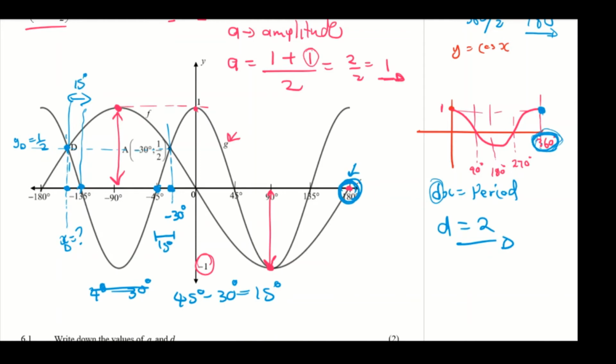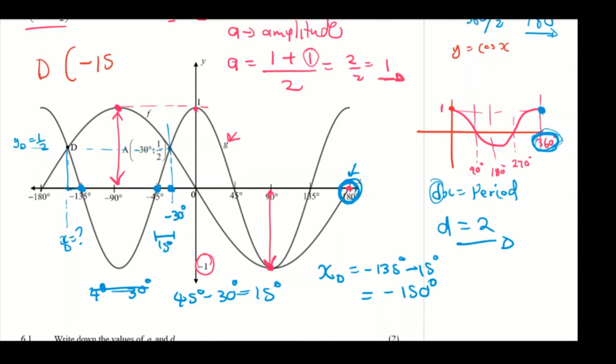So it means now that for us to find the value of D, let me clear this up. For us to find the value of D, we need to start from the minus 135, and the value of D comes here, right? So we need to say the x value of D is equal to minus 135 degrees minus the 15 degrees, which is the difference, right? You're going to get minus 150 degrees. So this concludes now that the coordinates of D would be minus 150 degrees and 1/2.